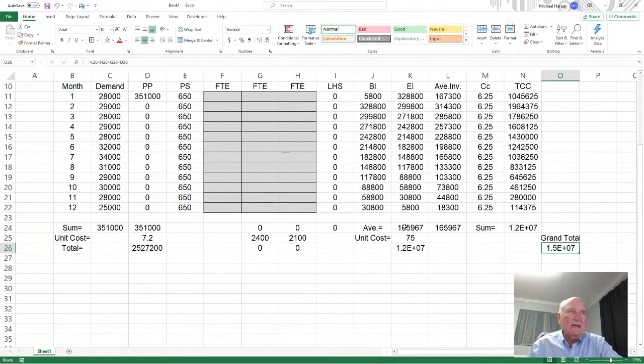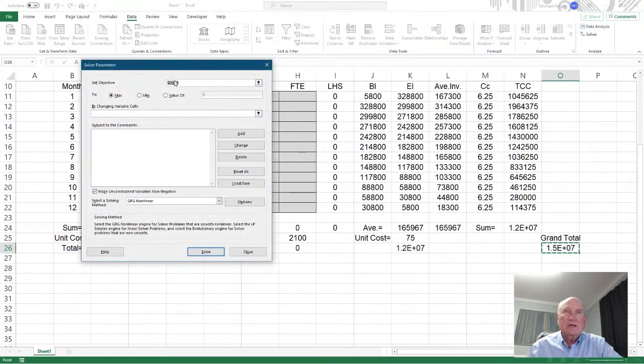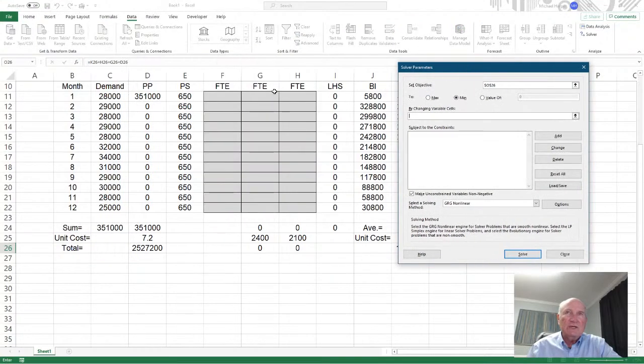Now let's go to the solver. Data, Solver. Start with the objective function. Oh, it's already there. Boom, objective function. I want to minimize it. By changing cells, what cells do I change? I change all of these.